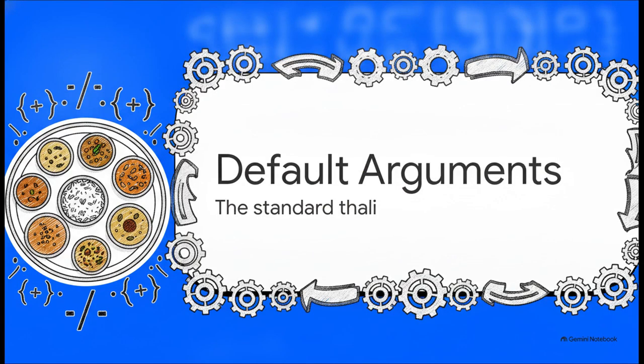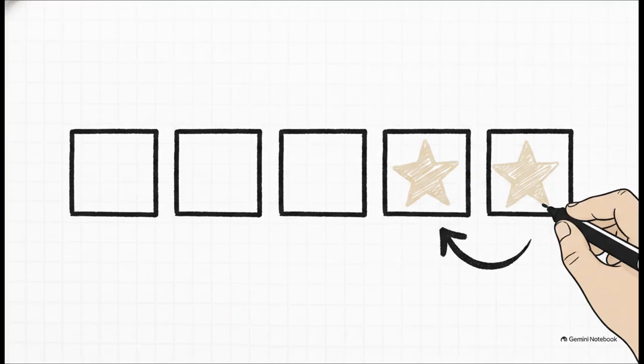Let's roll into Section 3, setting default arguments. I love this concept because I like to think of it as the standard thali of programming. When you go to a restaurant and order a standard thali, you get a fixed, default set of dishes unless you specifically ask for changes, right? Default arguments work the exact same way. If you don't specifically pass a value to a function, it just uses the default. But there are strict rules here.